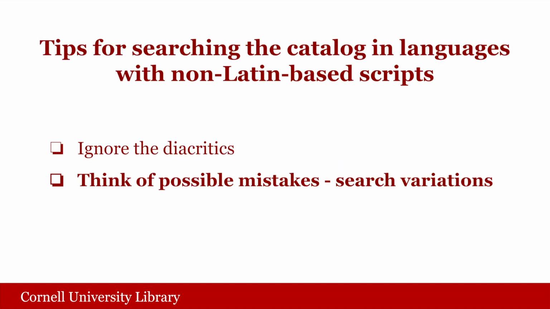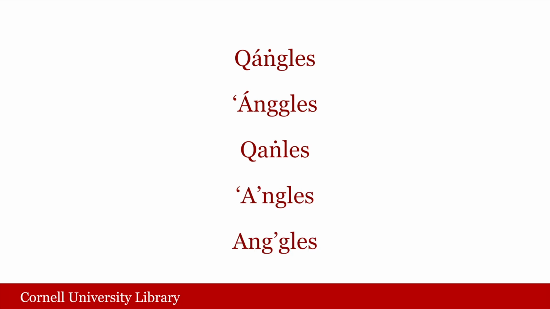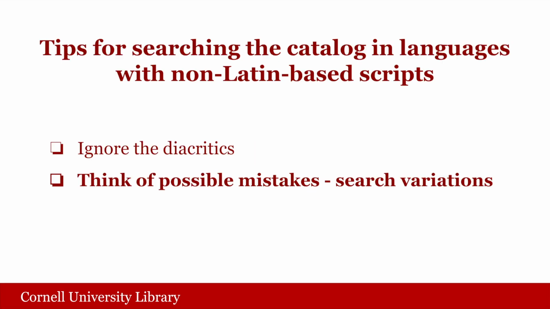Even the experts get it wrong sometimes, so when searching for a transliterated term, try to think of all the ways someone might have made a mistake when entering that term into a catalog record. Then add those variations to your search. Think of the mistakes made in the Khmer examples earlier in the video. Eventually, you will become more aware of common mistakes and more able to find records even when the experts got it wrong.